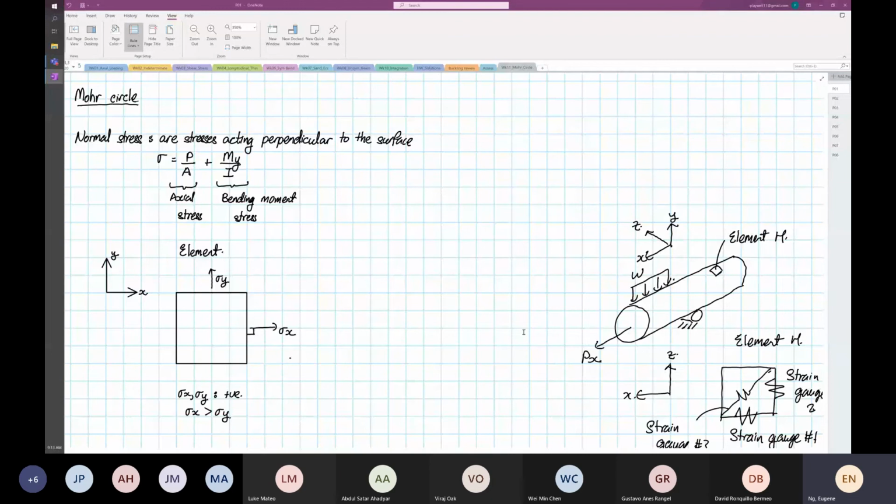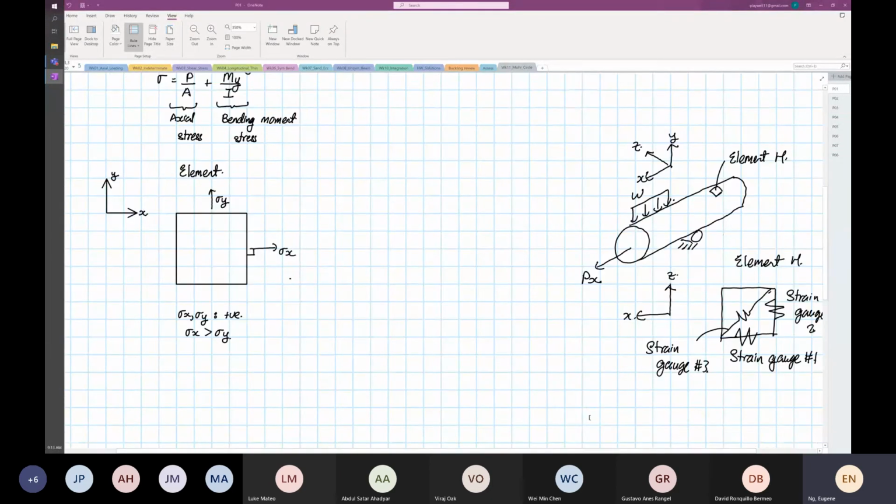So these are your strain gauges. What do the strain gauges do? The strain gauges are able to relate strain to stress by a change in resistance. Yes or no?